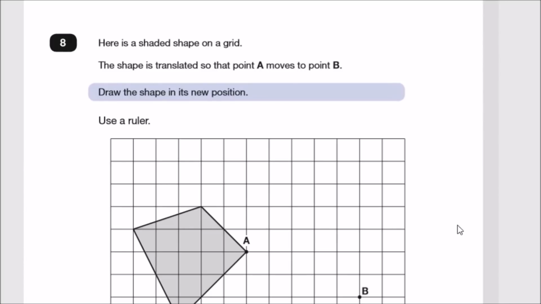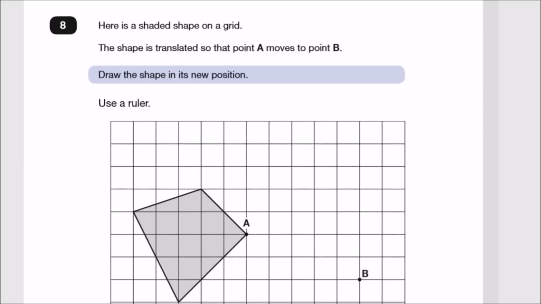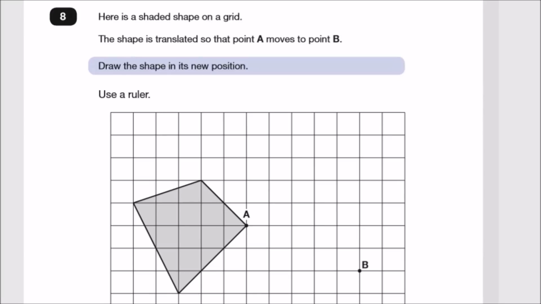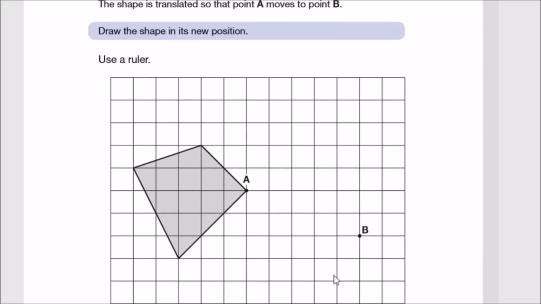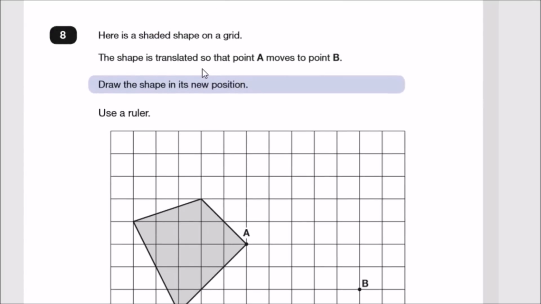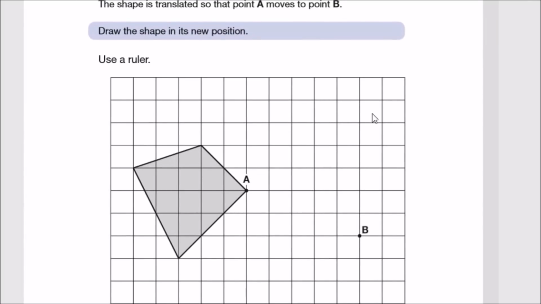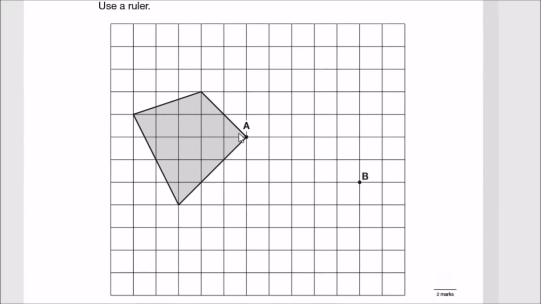So here is a shaded shape on a grid. The shape is translated so that the point A moves to point B. Okay, so translation means that it just moves across. That's all it is. Draw the shape in its new position. So basically, the point on the corner of shape A is now moved here. So you just have to copy this exact shape, except that it's moved here.